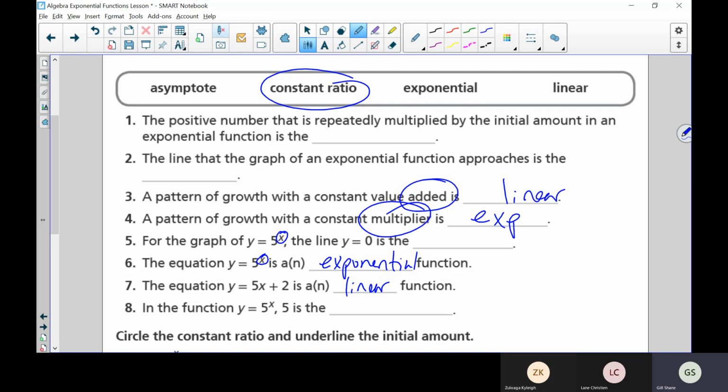Number 8. What is the answer? Linear. Exponential. No. It's asking you what is the 5. It is the constant ratio. It's not asking you what kind of function it is. It's asking you what is the ratio. The 5 is the b, because remember the b is raised to the x power. I'm the only one who said constant ratio, by the way.